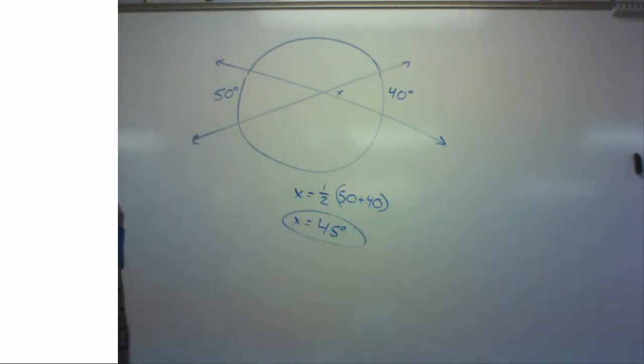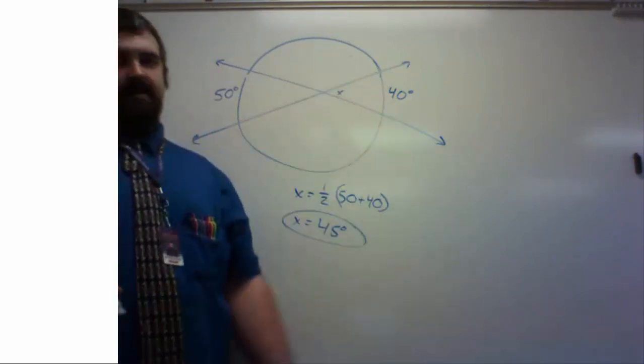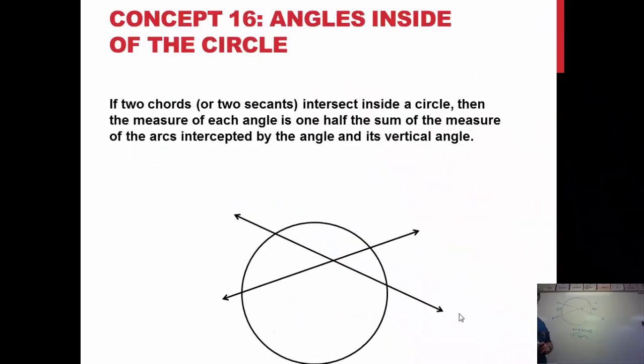That's what we're doing here. On the inside, we don't just choose one or the other. We choose both for the vertical angles. We add them together. We take half of it.